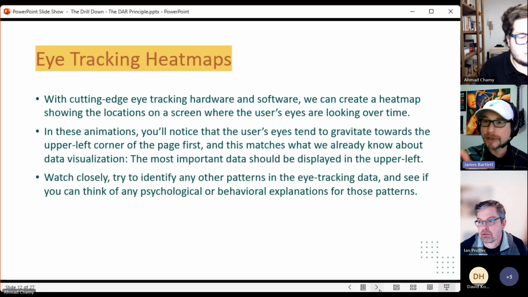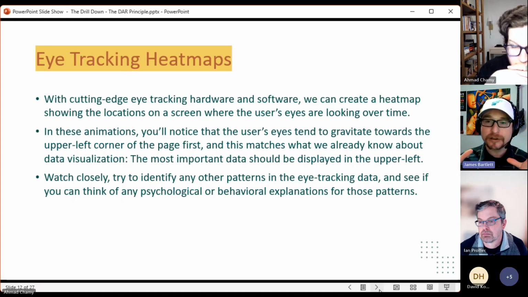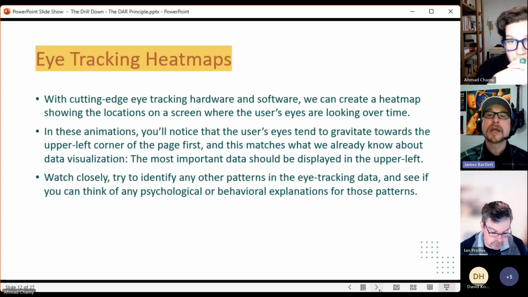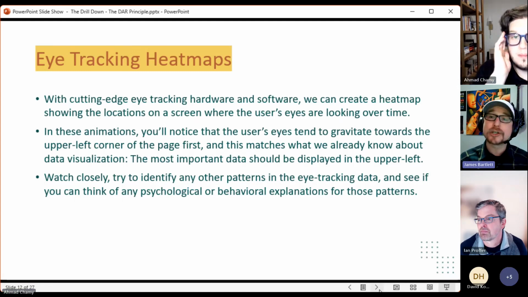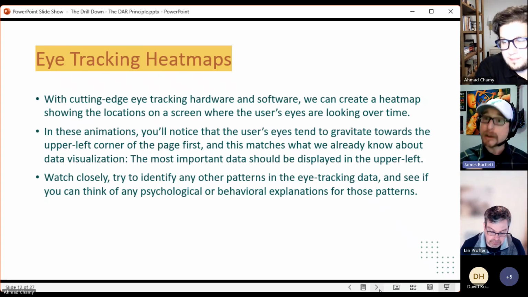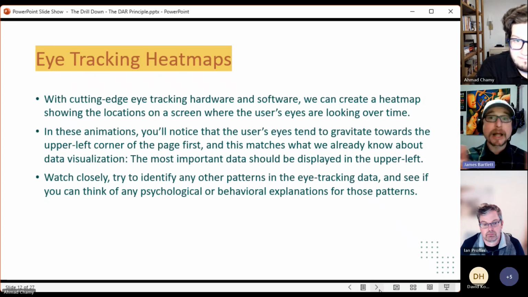What you'll notice when we look at these heat maps, because they're a heat map over time, is that the very first thing they look at is the upper left corner of the page. Now, that may be a bit of a Western-centric thing. If you were designing for an audience that has a written language that goes right to left, Arabic, Hebrew, I think a few other languages, and you have some clients in that kind of demographic, you might want to find out whether that same principle would apply in reverse there.